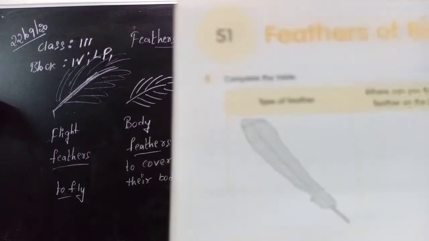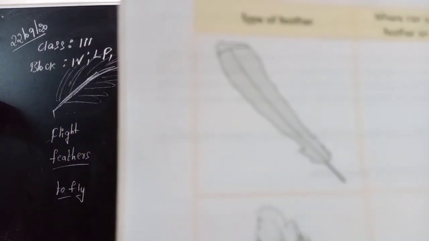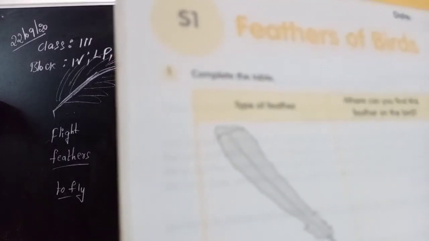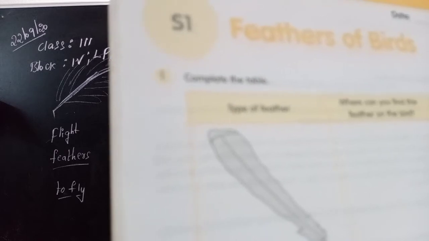Did you observe the picture clearly? Second one. Already I drew it on the board. Did you observe the pictures? Where can you find these feathers on the bird? Already I explained. And how does this feather help the bird?